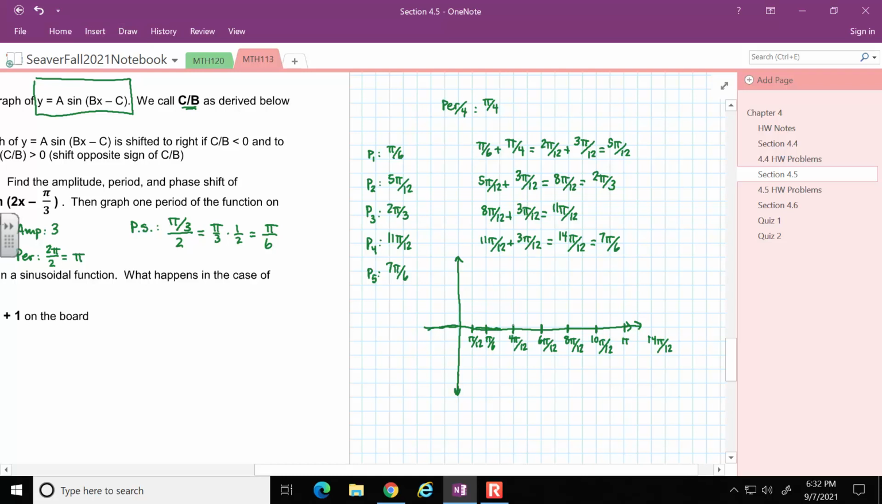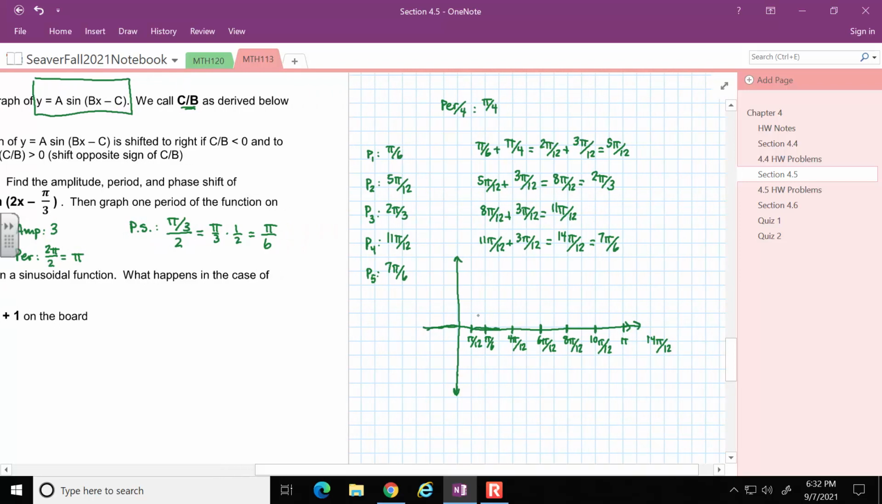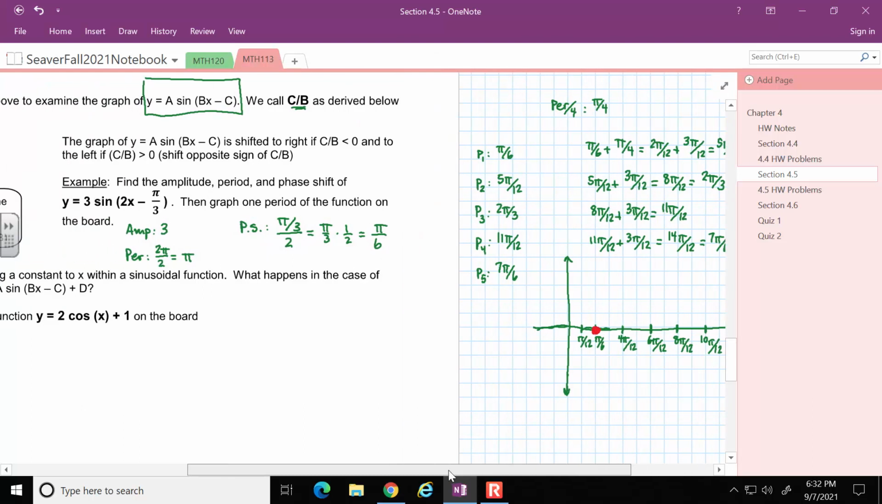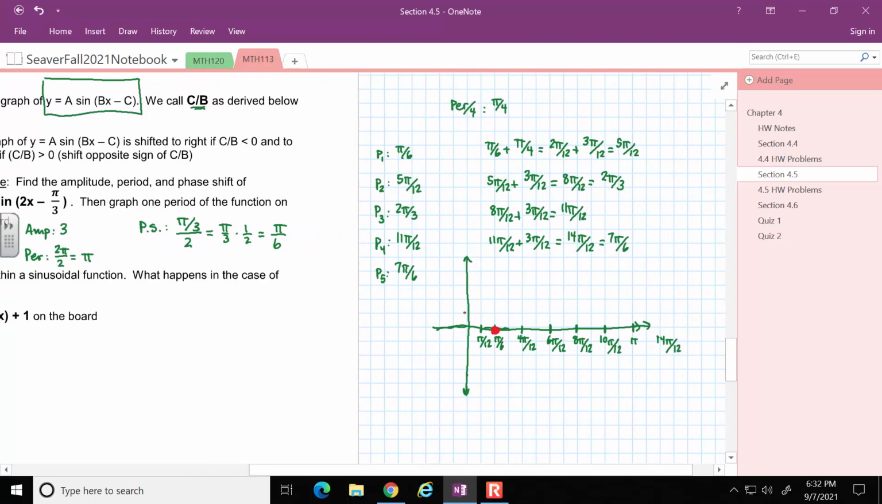Okay, so let's figure out what these are in terms of pi over 6, at least some of these cases, because we have pi over 6, that's our first point, and is this a sine or a cosine? It is a sine. So I'm going to start at 0. It's a positive sine, I believe, so I'm going to go up to 3. 1, 2, 3. All right.